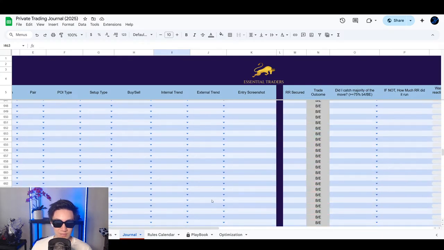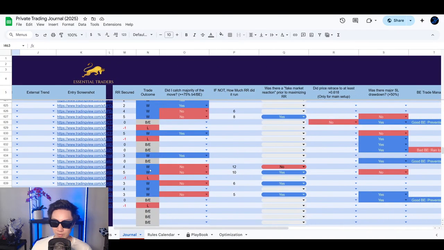Internal and external trend, you want to keep track of. Entry screenshot, for sure, you want to keep track of screenshots, because if you notice certain things happening over and over again, that could be key. Oh, maybe I need to change this or update this and optimize this to make my strategy even better. Trade outcome, risk reward, that's just outputs.